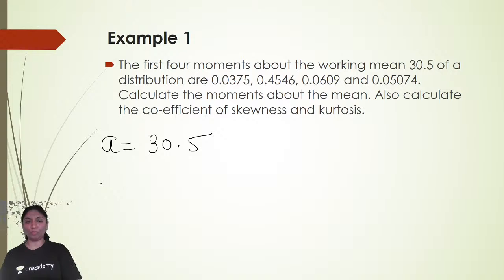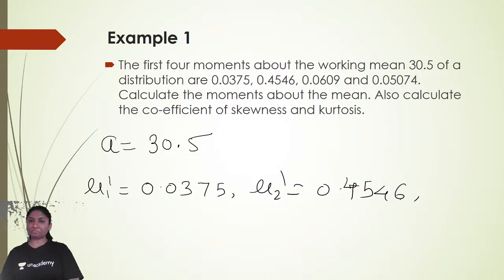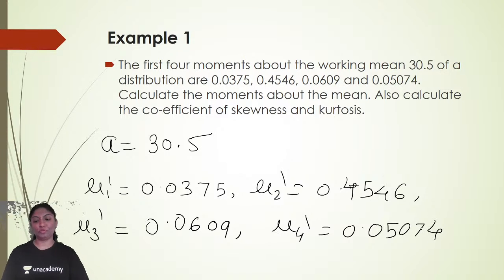The first four moments are: mu1 dash is equal to 0.0375, mu2 dash is equal to 0.4546, mu3 dash is equal to 0.0609, and mu4 dash is equal to 0.05074. These four moments about the point A are given.